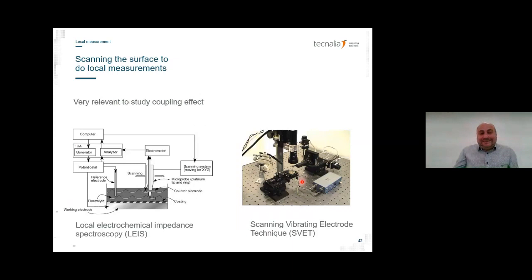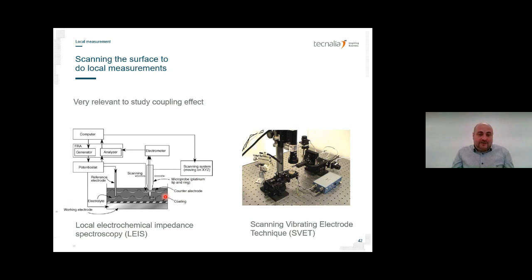But we can study couples. There are other tactics like local electrochemical impedance spectroscopy or the scanning vibrating electrode technique, LEIS or SVET, that are scanning techniques. That means we have a full sample immersed in the solution and we scan a probe at the surface to detect variation.